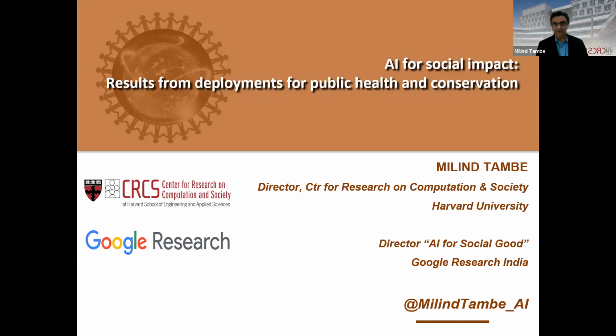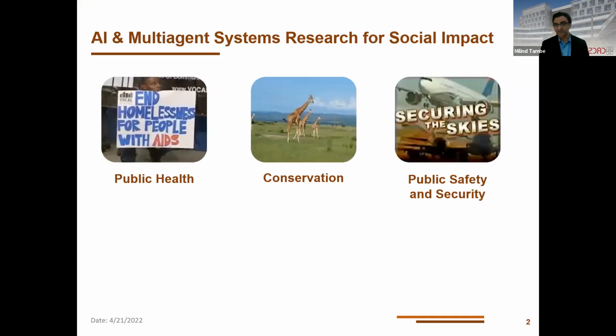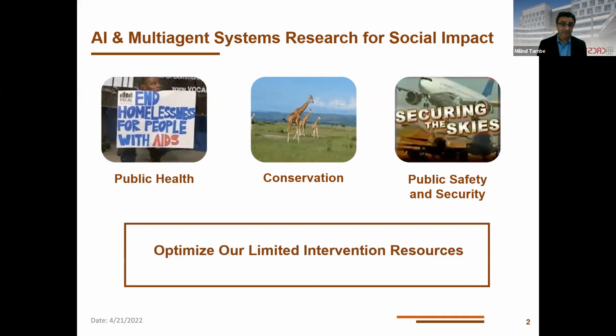So I'm going to talk to you today about AI for social impact. For the past 15 years, my team and I have been focused on how to advance AI and multi-agent systems research for social impact, focusing on topics of public health, conservation, and public safety and security, with the key challenge of how to optimize our limited intervention resources. Let me just jump right into the lessons that we've learned.